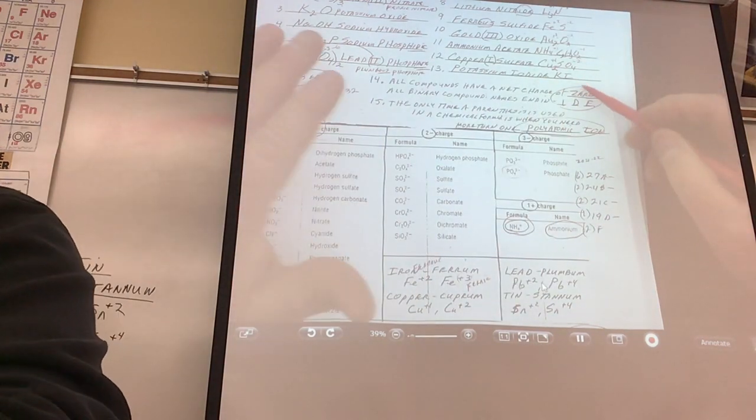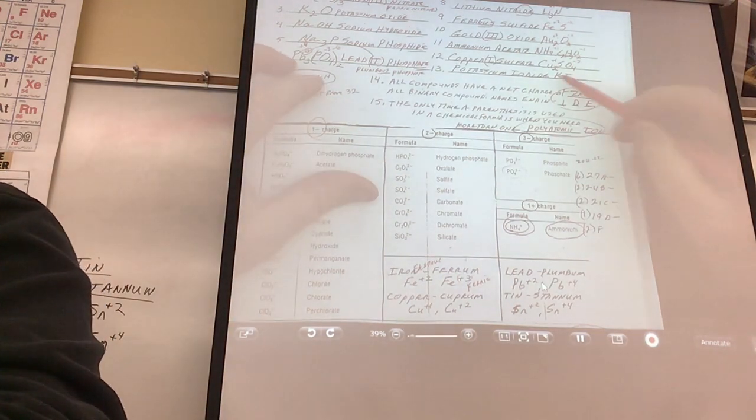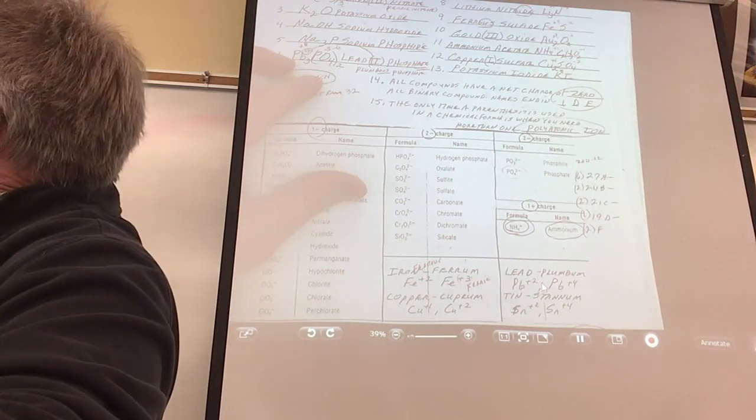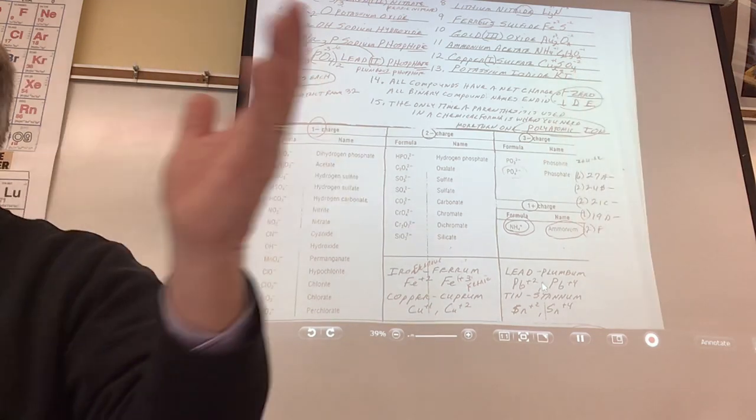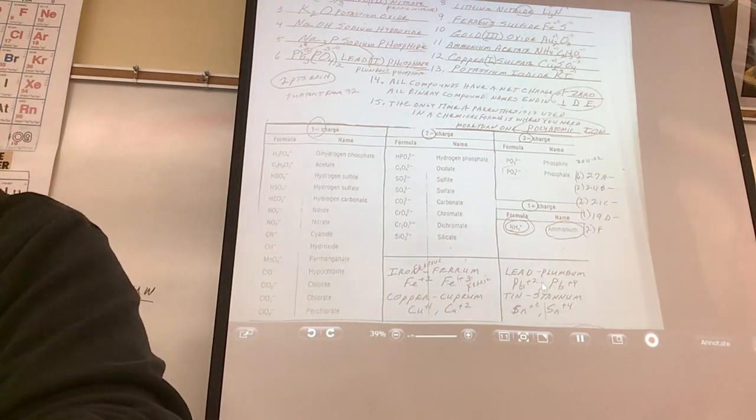Next one was a nice one, a little softball question. I like softball, but softball question. Potassium's what in a compound? +1, and what about iodine? What do you think? +1, -1? I think we're done. All right, let's do another one.